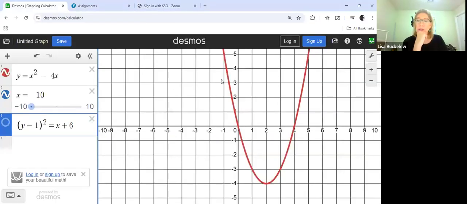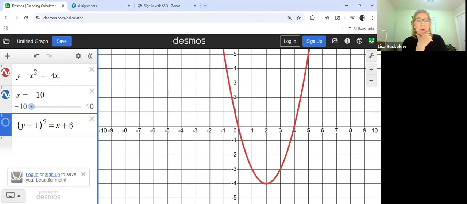Okay, so here's an example. This is that function that I just graphed in Desmos. This red graph here is an example of a function that came from an equation. That's why it's a smooth curve. And in fact, if you wanted to know what the equation was, that's what I have over here, y equals x squared minus 4x.